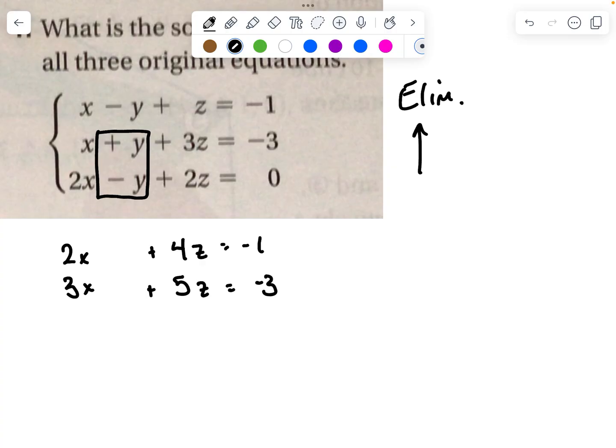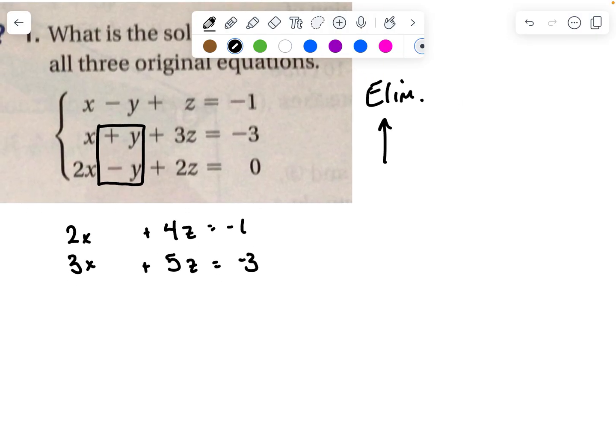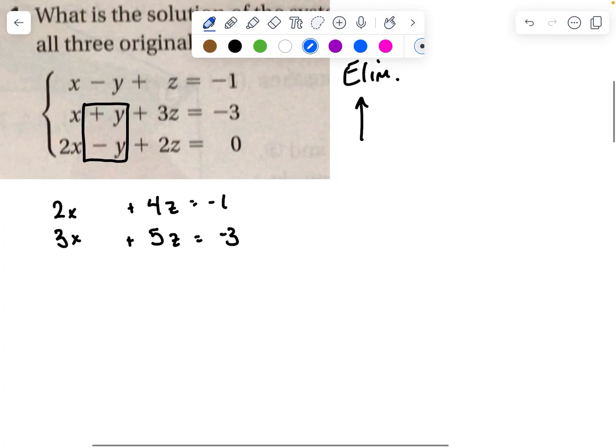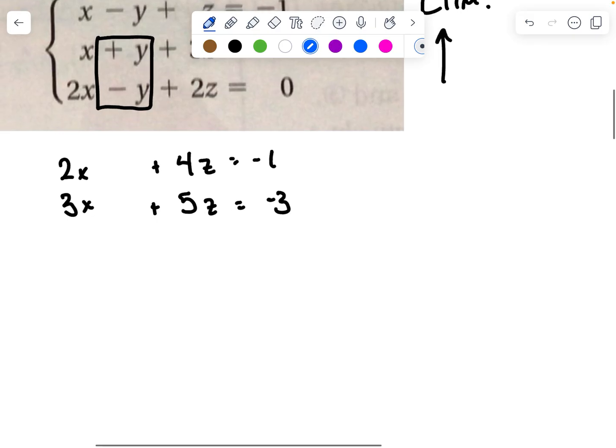Now, I should probably pause the video right here to work this through. If you need to fast forward 30 seconds, you can. But at this point, all you notice is you just have a plain old two-equation, two-variable system. I just need to do something to solve this.